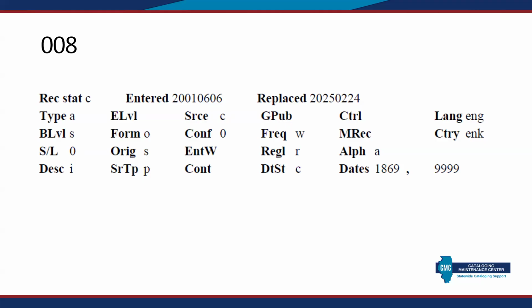Use X, completely irregular, for publications that publish an issue whenever they feel like it or get around to it. DTSD, of course, is the type of date publication status. In our case here, it is C for continuing resource, currently published still. The first date, 1869, is the date it was first published. The 9999 in the second dates field denotes the item is still being published. Had it ceased publication, the ending date would be in dates 2.